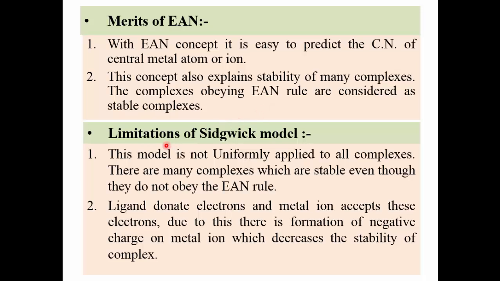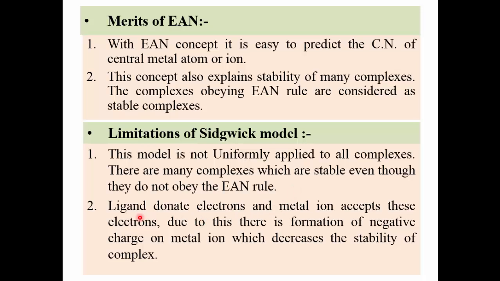Now see the limitations of the Sidgwick model. This model is not uniformly applied to all complexes. There are many complexes which are stable even though they do not obey the EAN rule. We have discussed some examples of complexes disobeying it. In that we have discussed one complex of iron. Actually that complex is stable though it is not obeying the EAN rule. This is the limitation of the Sidgwick model.